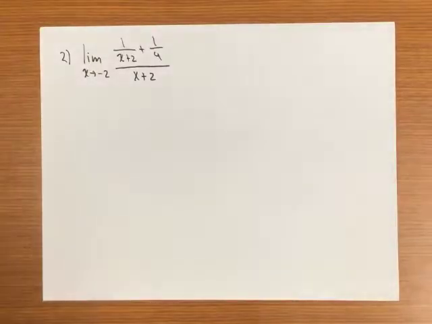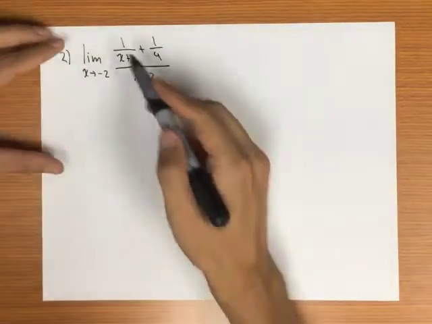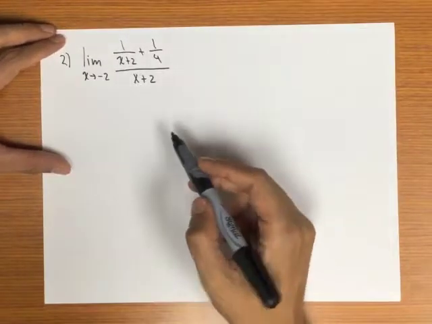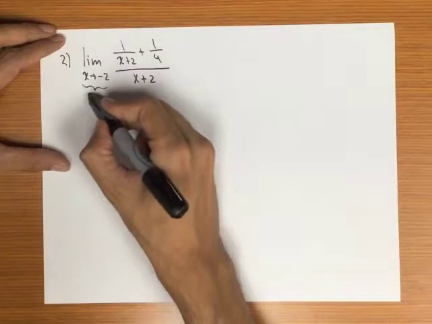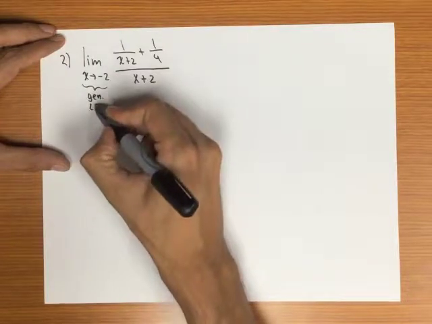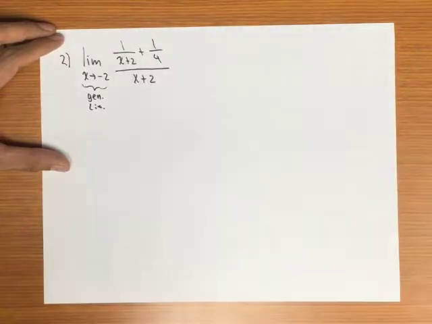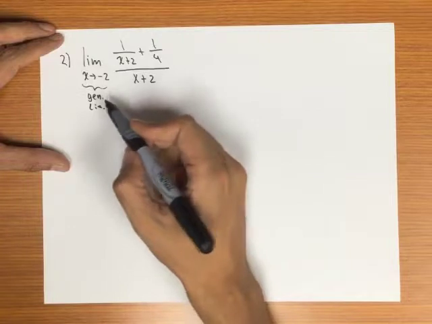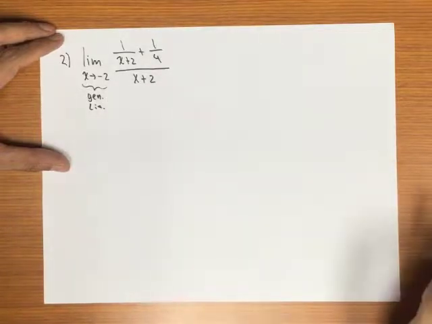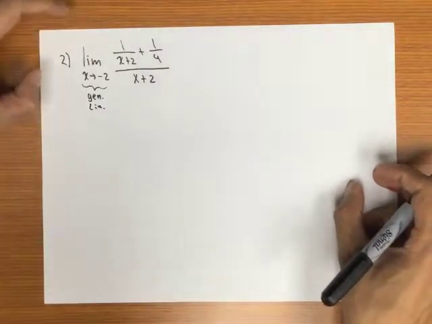Now we will work with the second exercise of the activity. We have here a complex fraction, and I want to evaluate the general limit. General limit means that we have to evaluate this fraction from the negative side and the positive side. So we have to evaluate what is happening when x approaches -2 from the left and when x approaches -2 from the right.